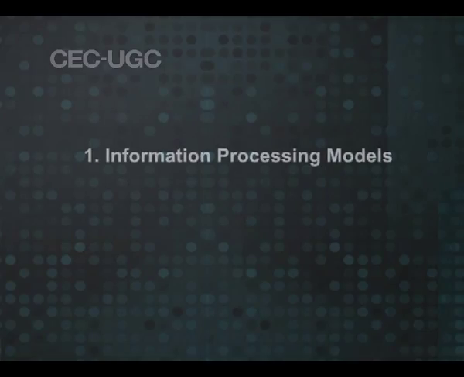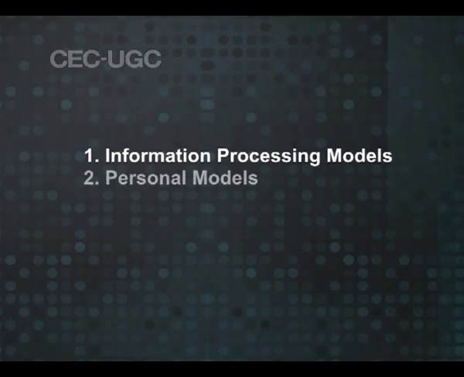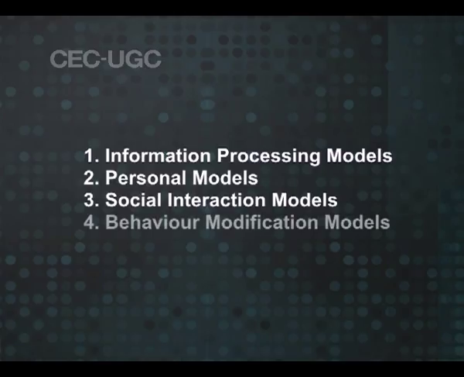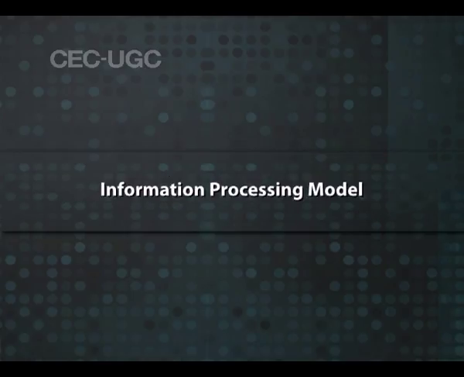Bruce Joyce and Marsha Weil in 1980 described a model of teaching as a plan or pattern that can be used to shape curricula, to design instructional materials and to guide instruction in the classroom and other settings. Different families of models. Bruce Joyce and Marsha Weil identified 23 models and have classified them into 4 different families. These 4 families are: first one, information processing models; second, personal model; third, social interaction model; and the last one, behavior modification model.